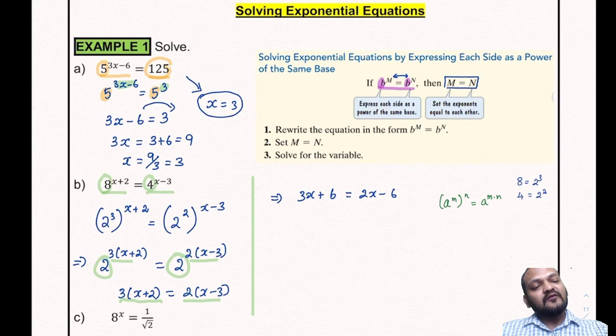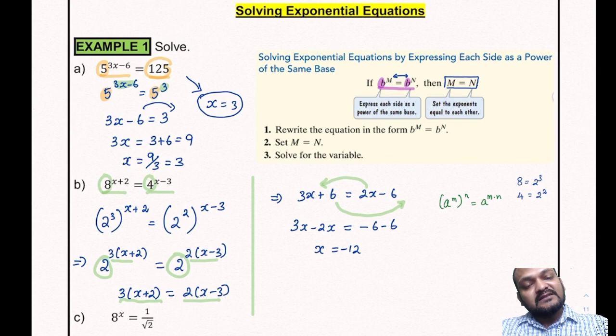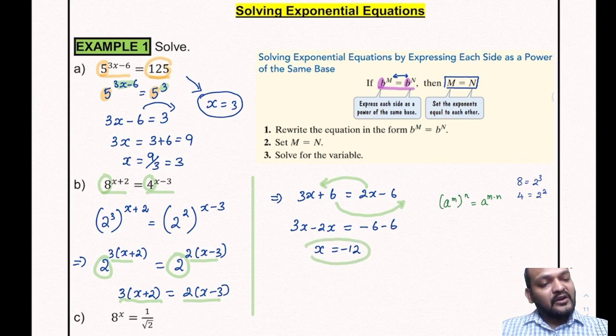Now my goal is to solve for x. So I am going to move the 2x to this side, and 6 to the other side. When I do that, you would agree this is going to be 3x minus 2x. I'm grouping all the x terms. And then this is going to be minus 6, another minus 6. On my left hand side, I have x, and the right hand side, I have negative 12. And that is the answer for this particular problem right there.